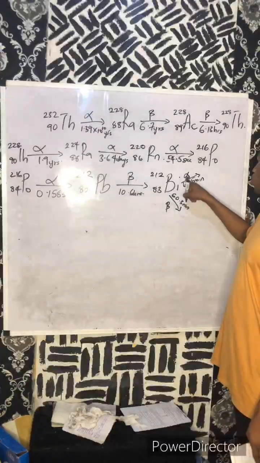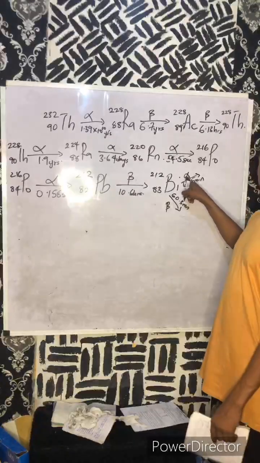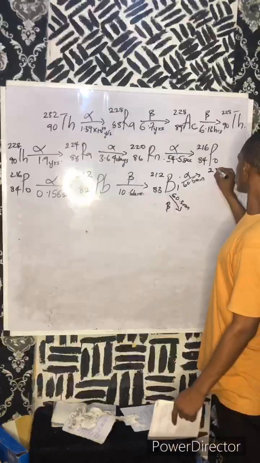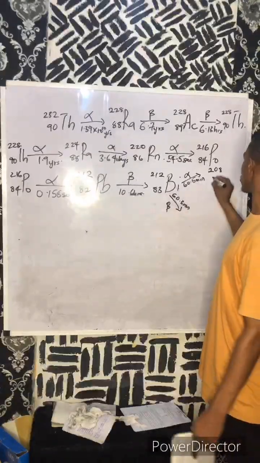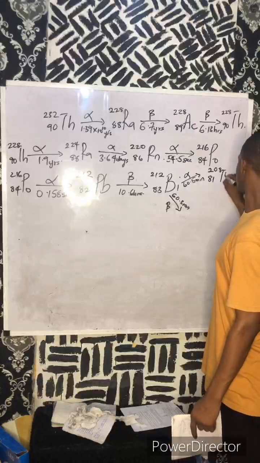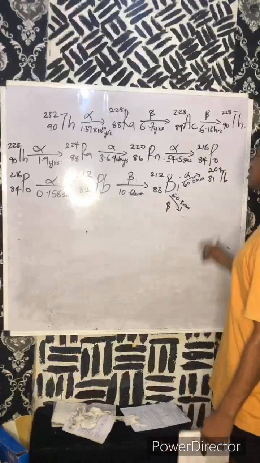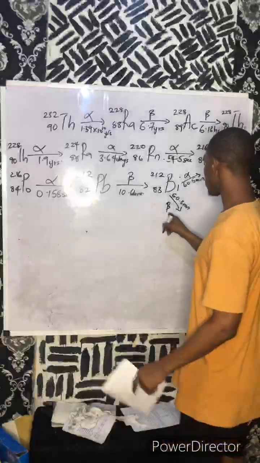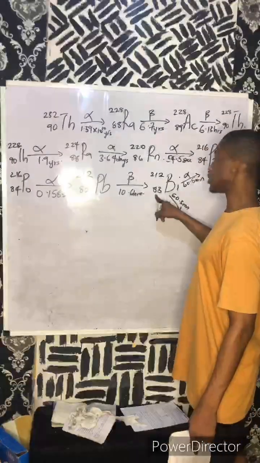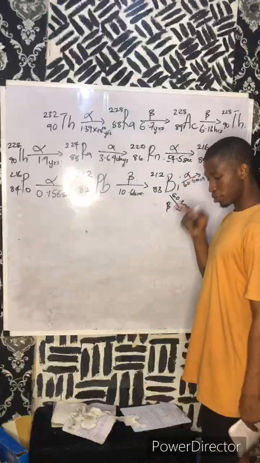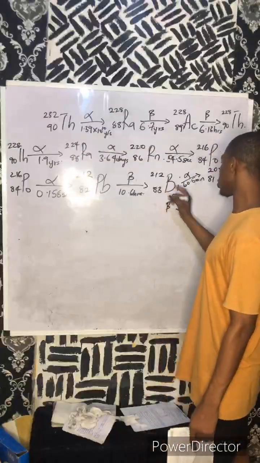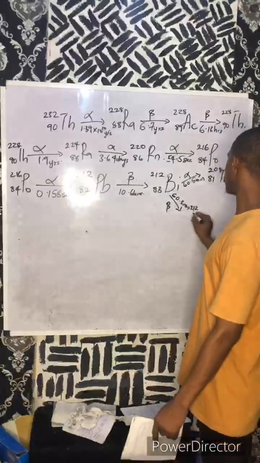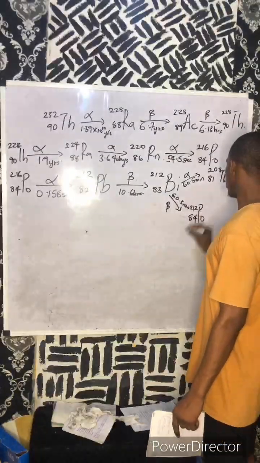Now, let's see how alpha is being emitted here. Alpha means subtract 4 from up, 2 from down. So 212 minus 4 is 208, 83 minus 2 is 81. This should give us thallium, TL. Let's talk about beta. Now this is 212, this is 83. Beta means 0 up, minus 1 down. So 212 minus 0 is still 212, but 83 minus 1 becomes 84, which is polonium.